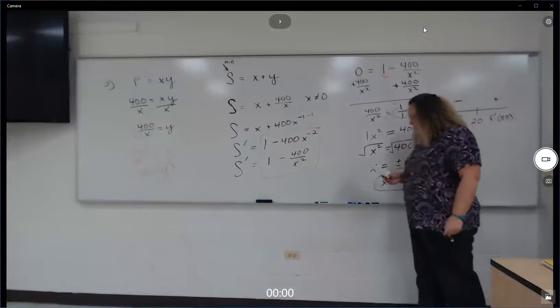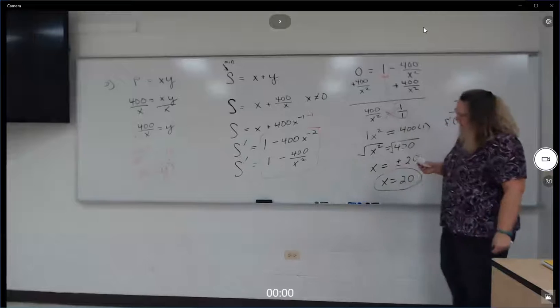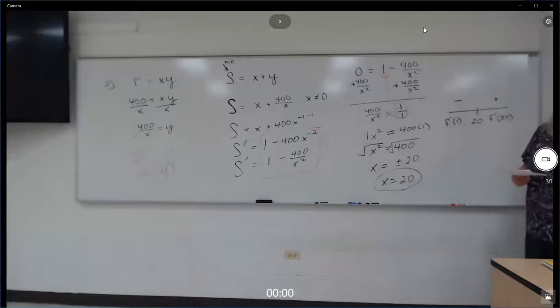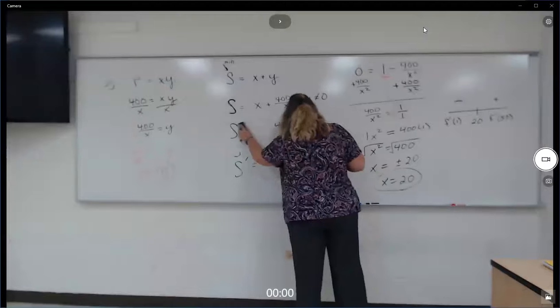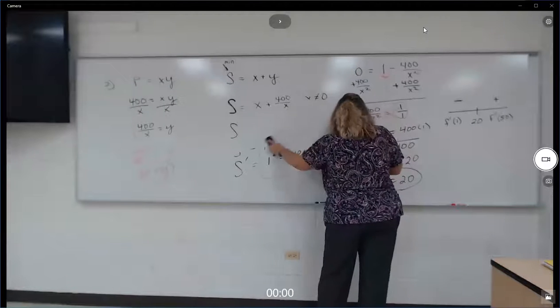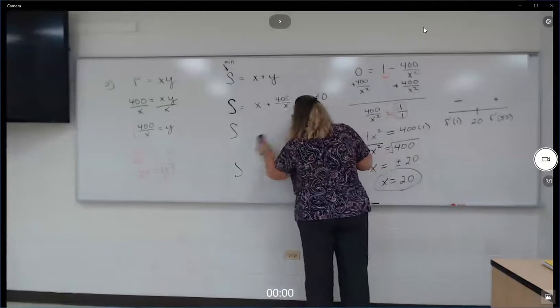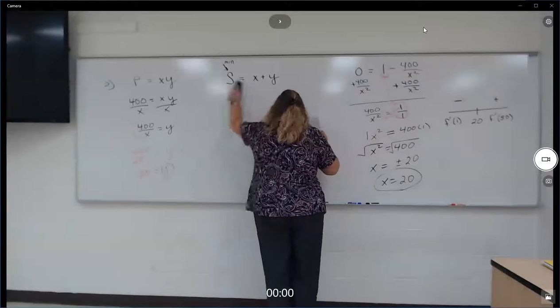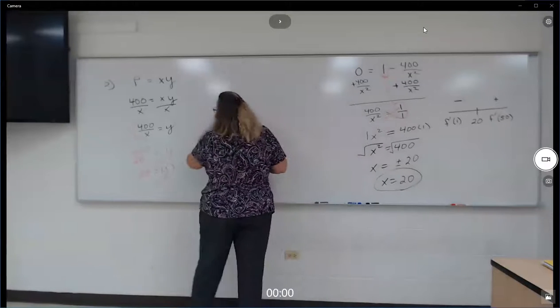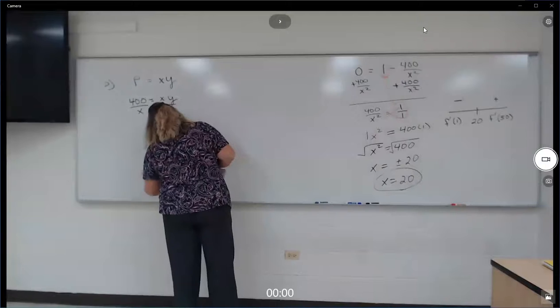All right, find the dimensions of a rectangle. Okay, now this gets at least a little bit more situational. Find the dimensions of a rectangle with area 1,000 square centimeters, whose perimeter is as small as possible.